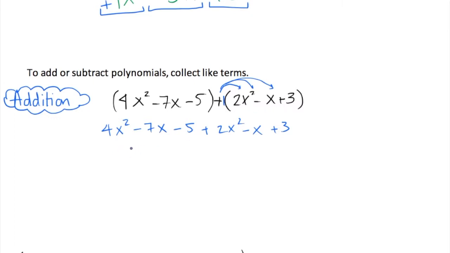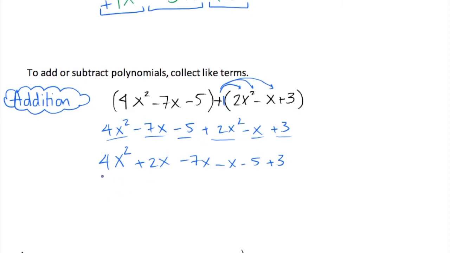Now let's collect like terms. The 4x squared and the 2x squared are like terms because they have a variable to the same power. So we're going to write them together. 4x squared plus 2x squared. We're done with these ones. Minus 7x. We're done with this one. Minus x. And now we're left with the power of 0. So minus 5 plus 3. I just rearranged it. And remember, whenever you move a term, you have to take its sign with it.